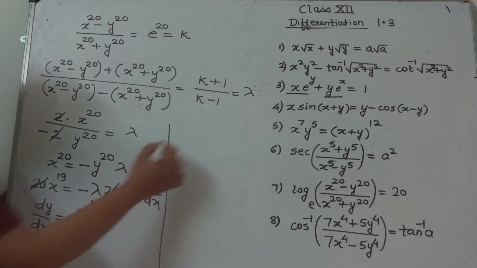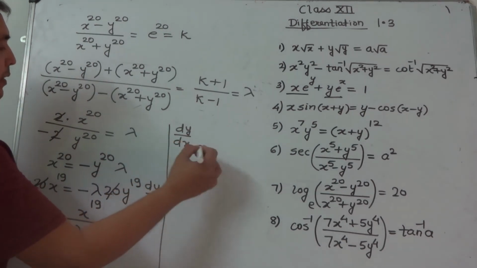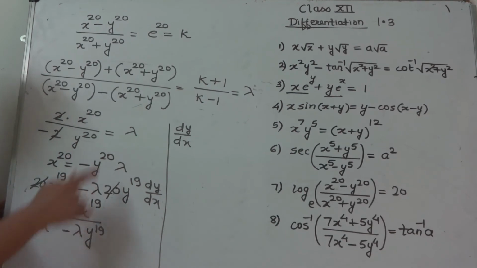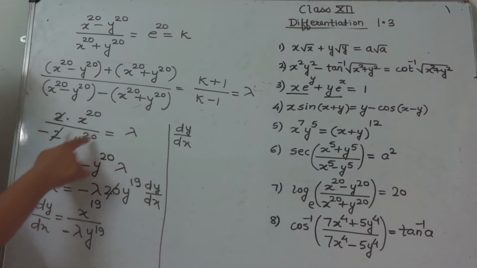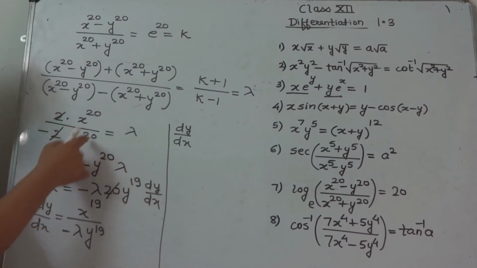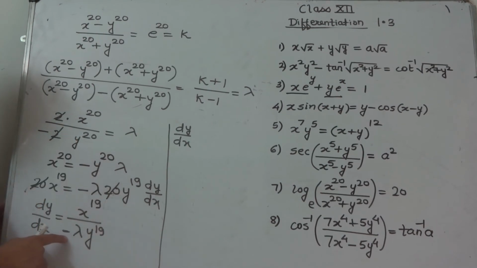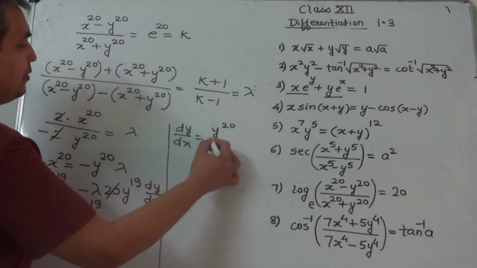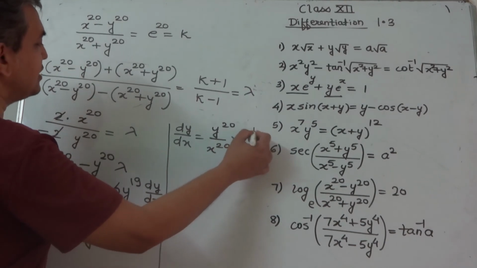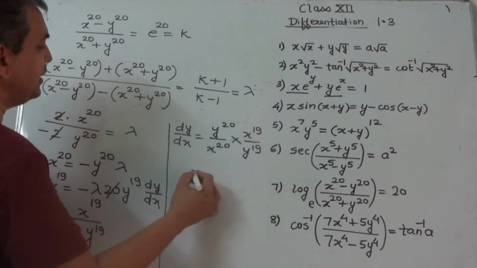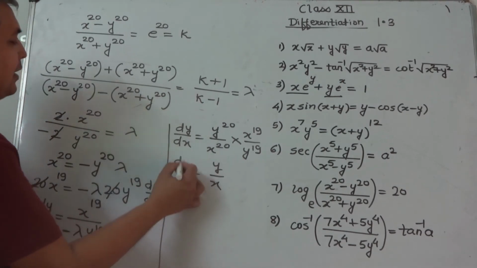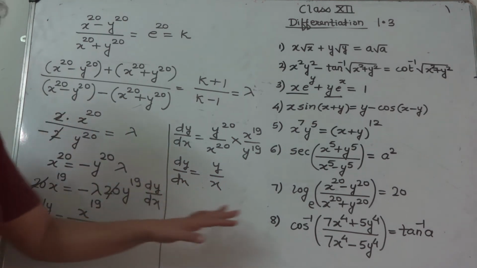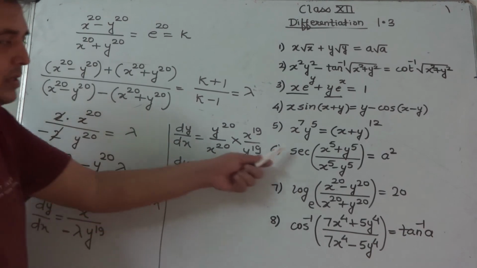Now this is dy by dx equal to minus lambda. This is 1 upon minus lambda. Lambda is equal to negative of this. So minus lambda will be x raised to 20 upon y raised to 20. So 1 upon minus lambda will be y raised to 20 upon x raised to 20. Y raised to 20 upon x raised to 20 into x raised to 19 upon y raised to 19, and solving this we get y upon x is equal to dy by dx. So method is more or less same for all such types of questions.